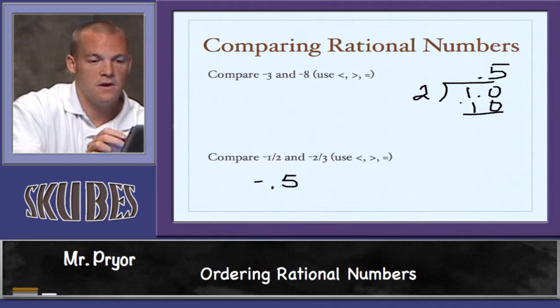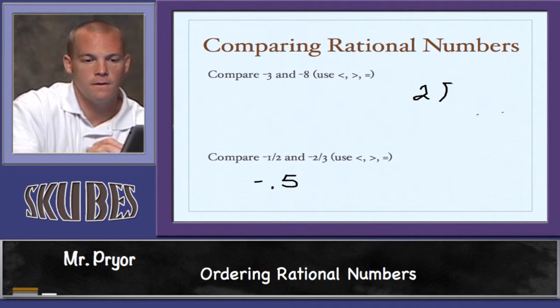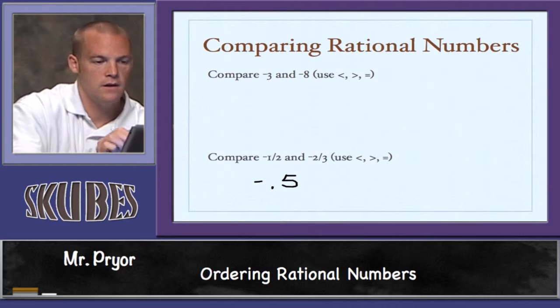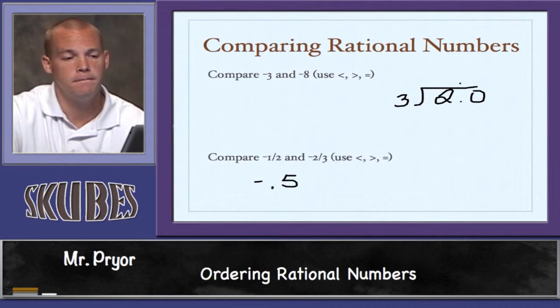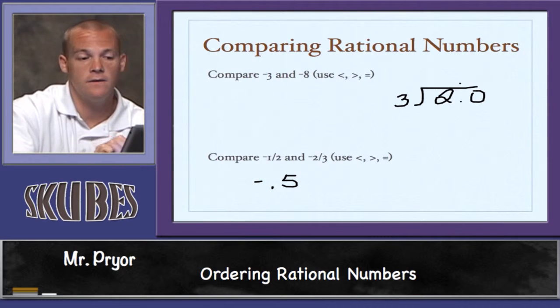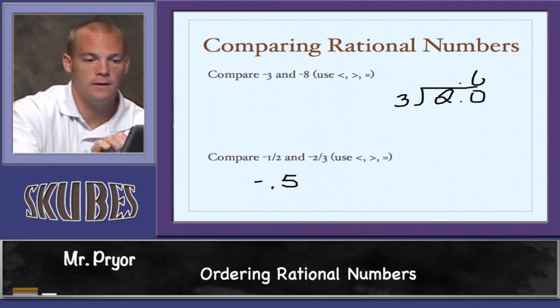So let me go back up here and we'll do the same thing now with -2/3. We're going to take the 3 and divide it into the 2. Well, again, 3 cannot go into 2, so we have to add a place value and move our decimal directly straight up. 3 goes into 20 now. That's going to be 6 times. 6 times 3 is 18.